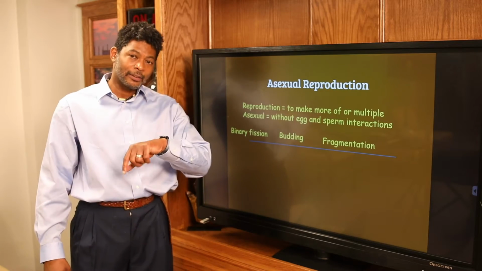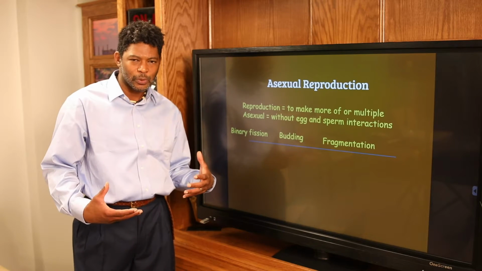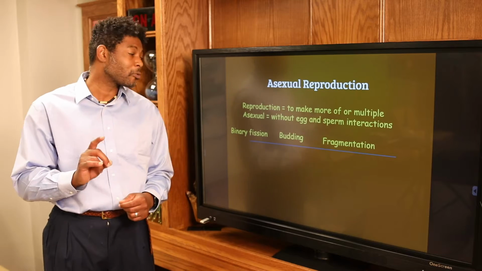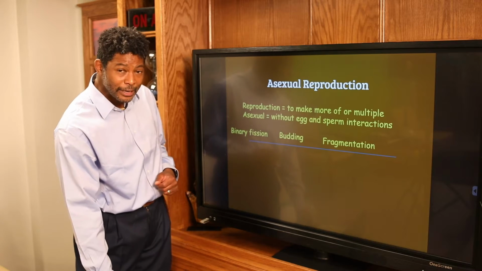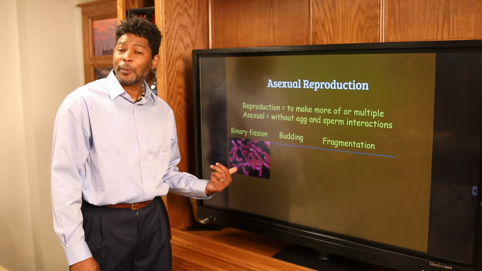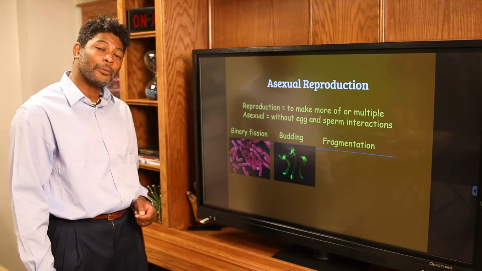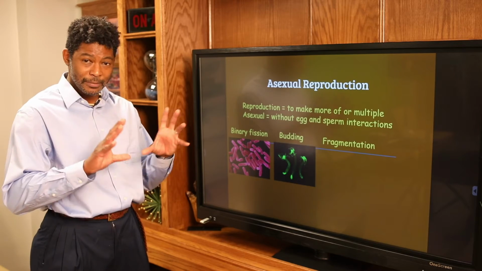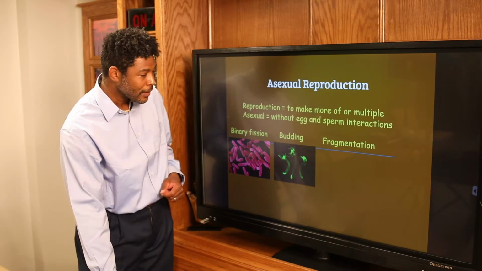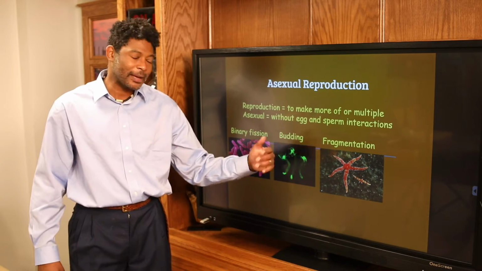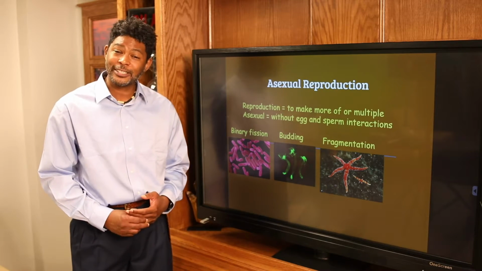Now, again, from last week, if you recall, there are three main types of asexual reproduction. And again, when we're talking about asexual reproduction, we're talking about without egg and sperm interaction. The first one is binary fission, as I said last week. That's what we're talking about when we think about bacteria. The next is budding. That's what we would find with the hydra. Again, not the mythical beast, but the actual aquatic microorganism. And then you have your fragmentation. Your fragmentation you'll find in your starfish and your sea stars.